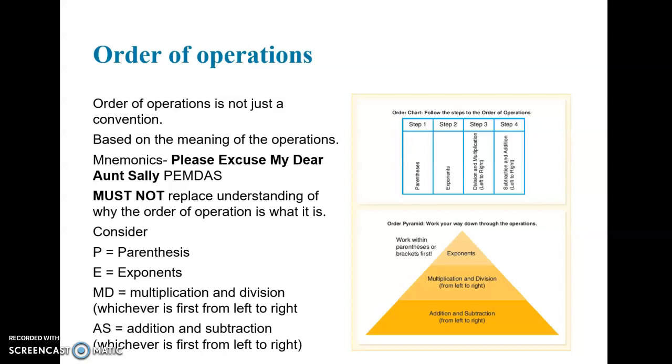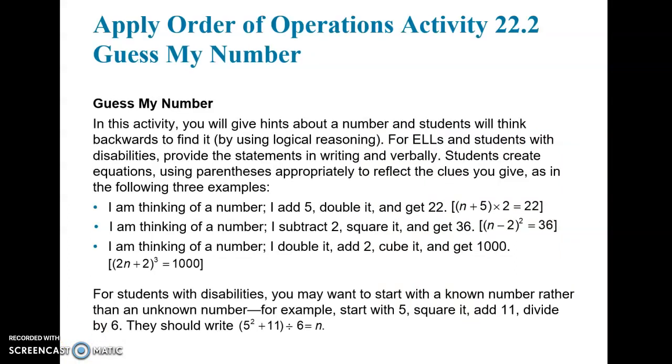Most people would say P for parentheses, E for exponents, MD for multiply and divide first, left to right, then add and subtract, left to right. Please excuse my dear Aunt Sally. P for parentheses, E for exponent, my dear multiply divide, Aunt Sally add subtract. Activity 22.2 on page 608 would be a great one to work with for order of operations, guessing my number.